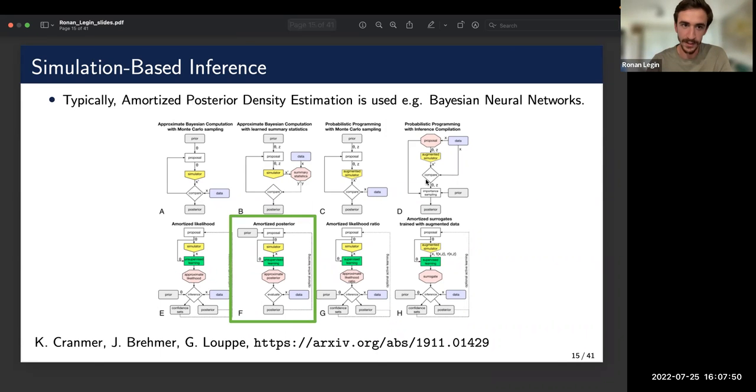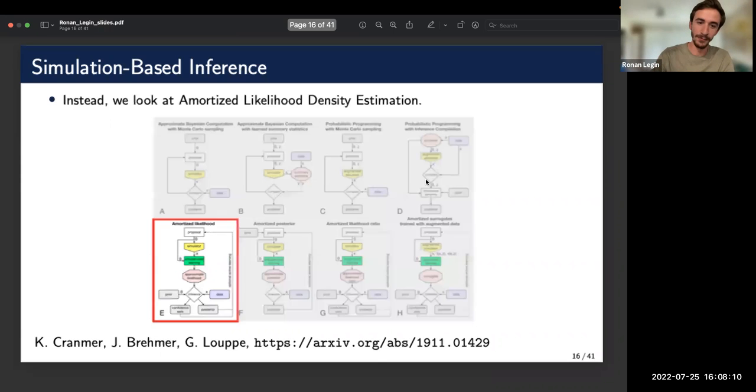For example, you might recognize amortized posterior, which could be a neural network that directly predicts a posterior distribution on strong lensing parameters. An example of this is Bayesian neural networks, which have often been used in the past for strong lensing. But I want to go to the method right beside it, which is called amortized likelihood density estimation. Here you could use a neural network to learn to predict the likelihood, and it's trained from many simulations that you generated, realistic simulations.